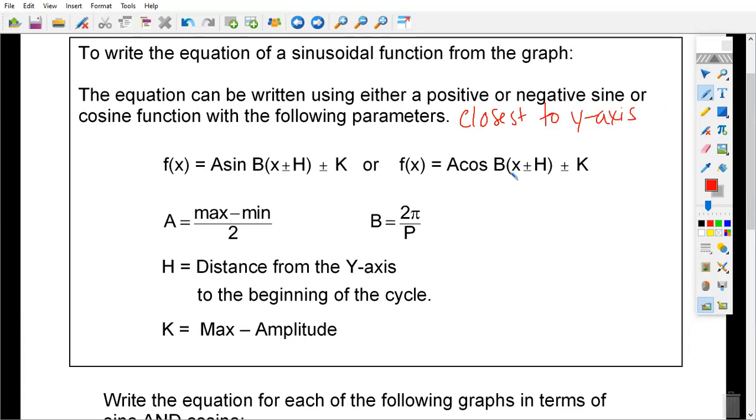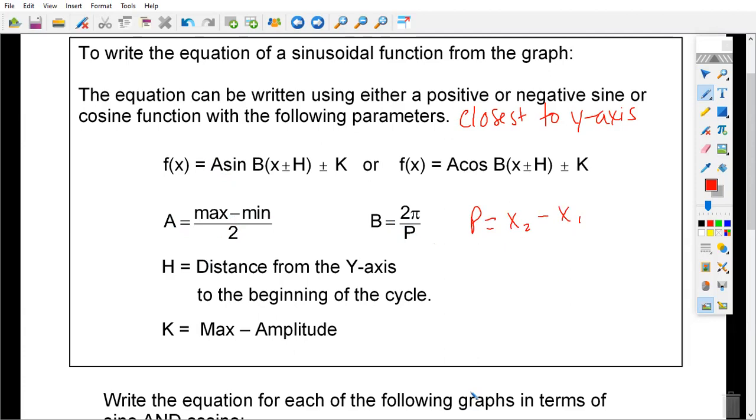So here's our function for sine. Here's our function for cosine. Every sinusoidal graph has one of each. It has a sine and a cosine graph that, when I create it and graph it, is going to be the same function. First thing we're going to do is find our A. Our A is max minus min divided by 2. Second thing you're going to do is find your B. Your B is 2 pi divided by P. Remember to find your P, it's where it ends minus where it started.